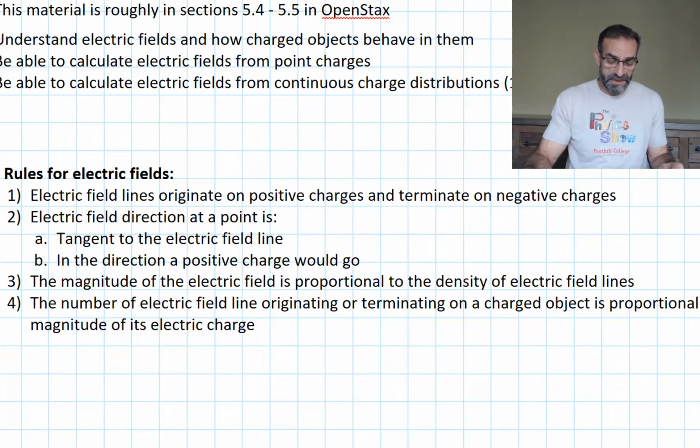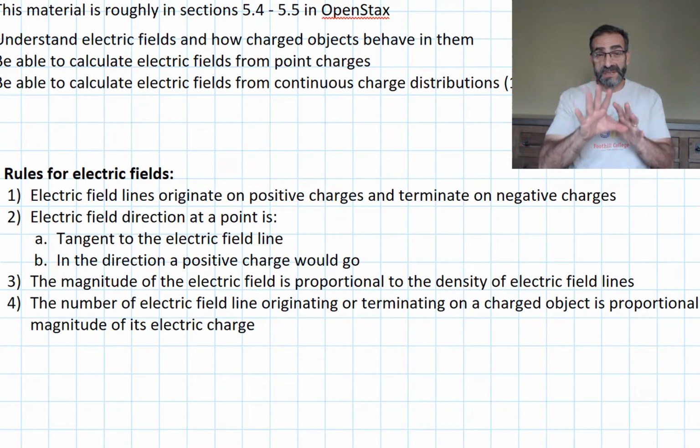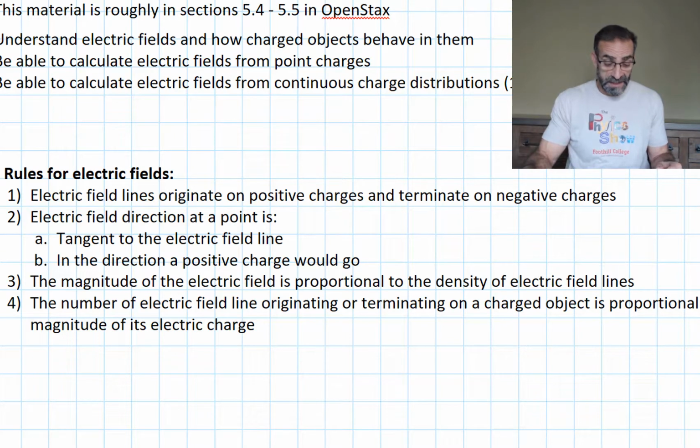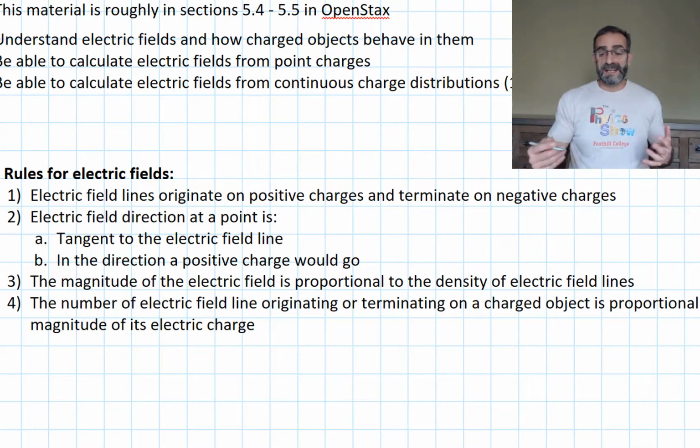The magnitude of the electric field is proportional to the density of the electric field lines. So where the lines are closer together, it means the electric field is stronger. And the number of electric field lines originating or terminating on a charged object is proportional to the charge of that object. All right, let's go through these real quickly, looking at a point charge.